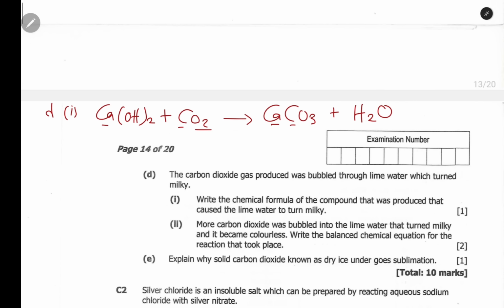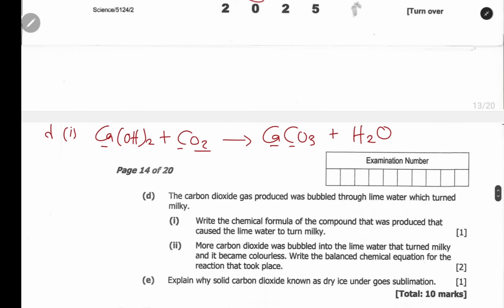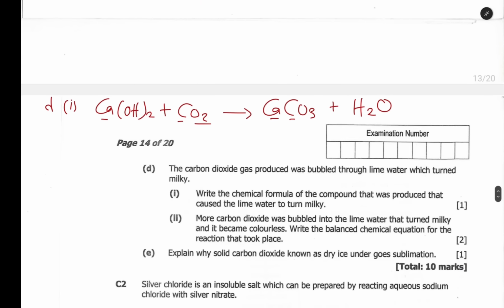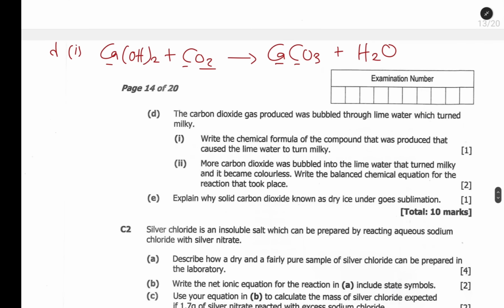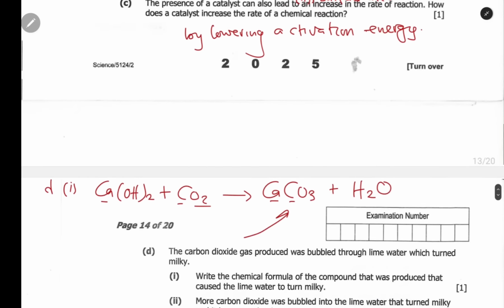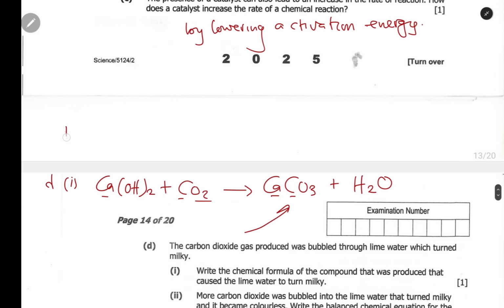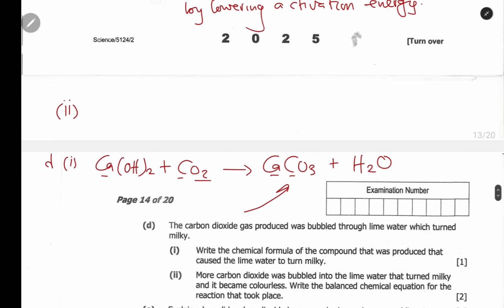Okay. Then we are told again that in the B, more carbon dioxide was bubbled into the lime water that turned milky and it became colorless. Write the balanced chemical equation for the reaction. So, more carbon dioxide was added to this water that turned milky. Now, they are asking us to write the chemical equation. So, I'm going to put D2 right here for lack of space.